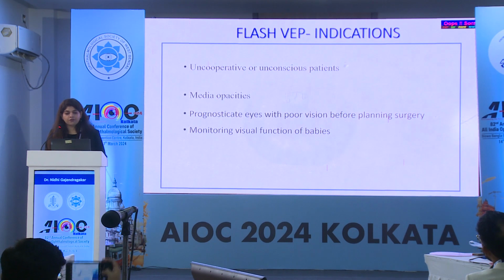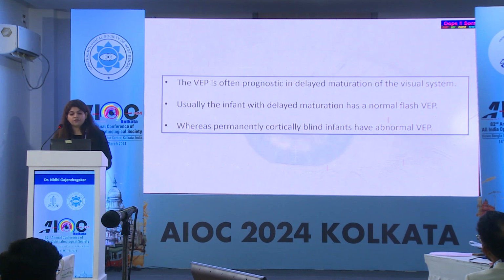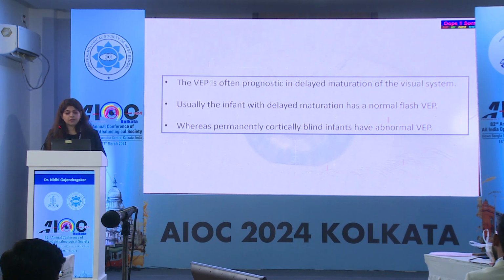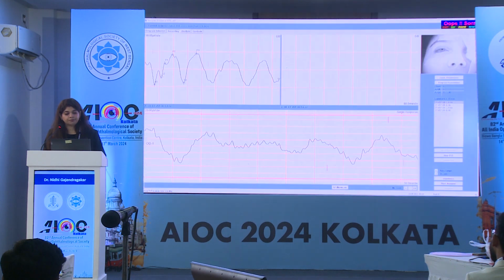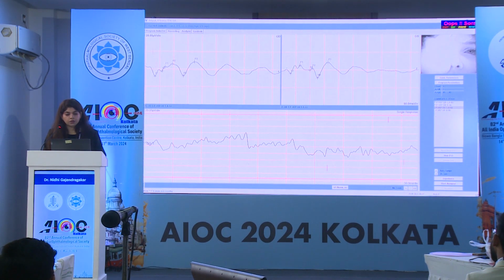Flash VEP is used for uncooperative, unconscious patients having media opacities, to prognosticate eyes with poor vision before planning surgery, and to monitor visual function of babies. So VEP is often prognostic in delayed maturation of the visual system. Usually the infant with delayed maturation has a normal flash VEP, but permanently cortically blind infants will have abnormal VEP. So this is how the waveform and output will look.